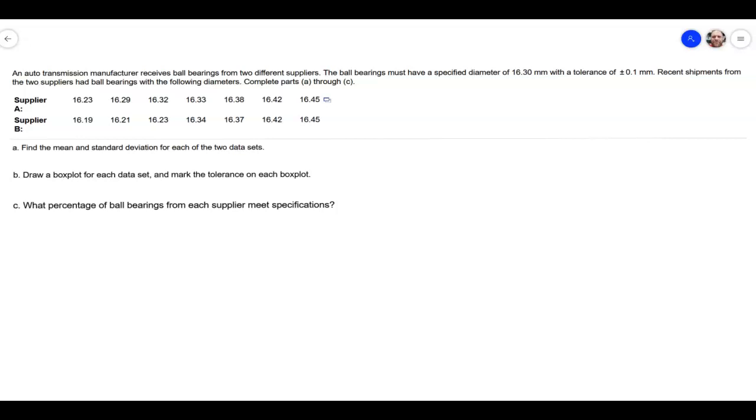Everybody, this is Mr. Beckstrom, and today I'm looking at an example from section 6B, and it says an auto transmission manufacturer receives ball bearings from two different suppliers. The ball bearings must have a specified diameter of 16.3 millimeters with a tolerance of plus or minus 0.1 millimeters. Recent shipments from the two suppliers had ball bearings with the following diameters. Complete parts A through C.